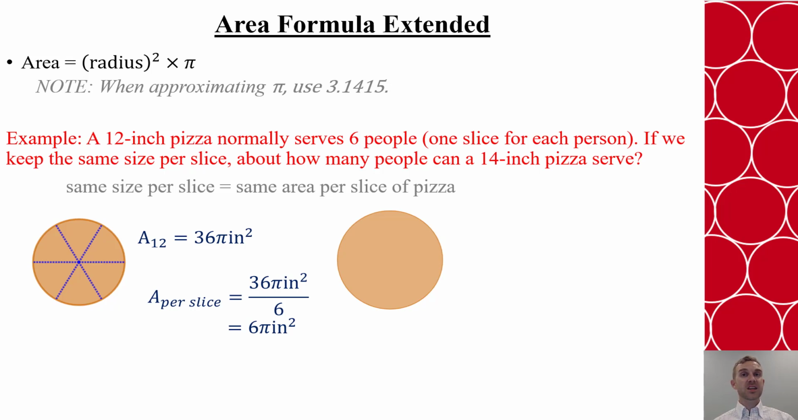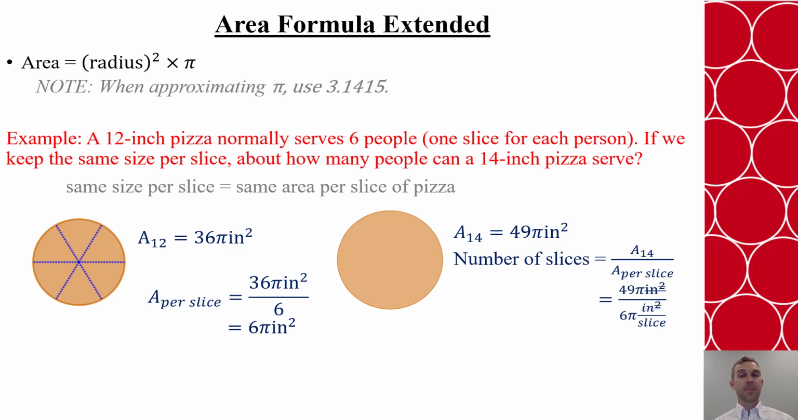So we know that the 14-inch pizza had 49 pi square inches. So if we want to know the number of slices, we would take that area and divide it by the area per each slice. It's another way to turn this problem. And that would be 49 pi square inches divided by 6 pi square inches per slice.